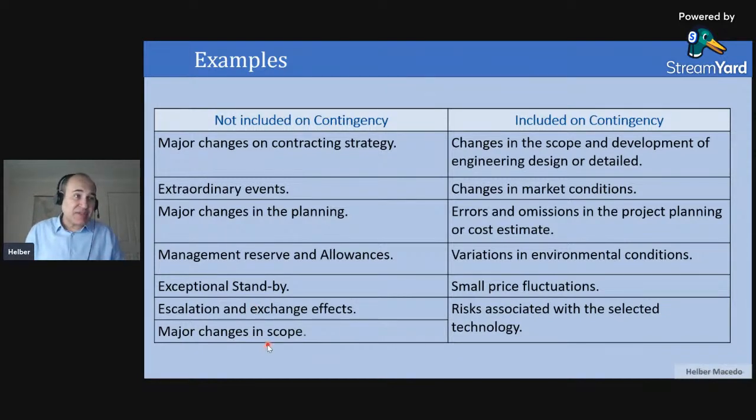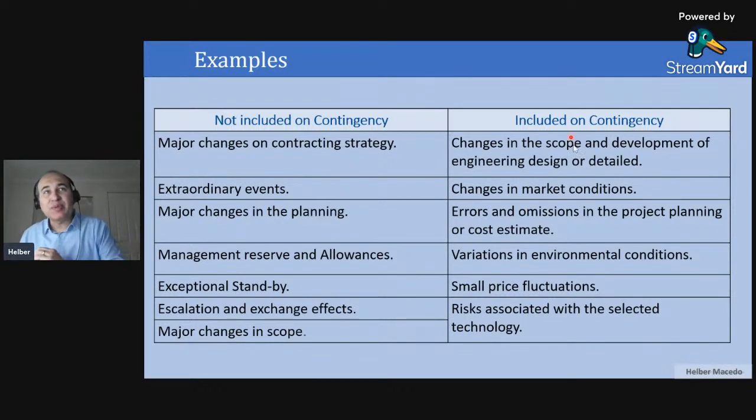Also, major change in the scope. For example, if you said initially that you have a process plant with, I don't know, one tower, and then because of the design you need two towers, of course it has a big impact: big major equipment, facilities and more things that will be required. Contingency will not be able to cover this big change in the scope.